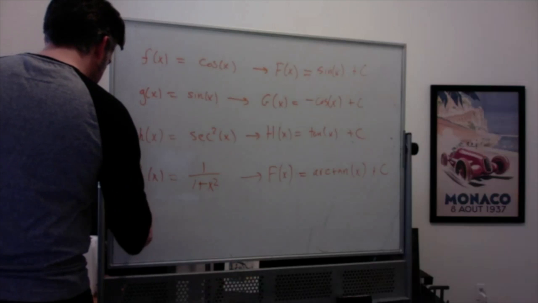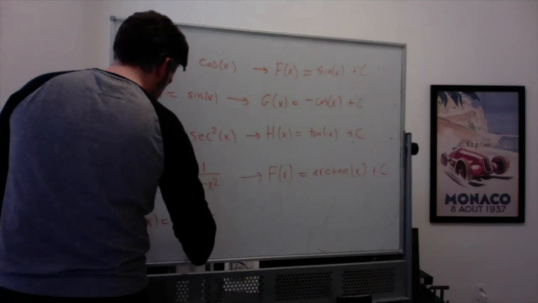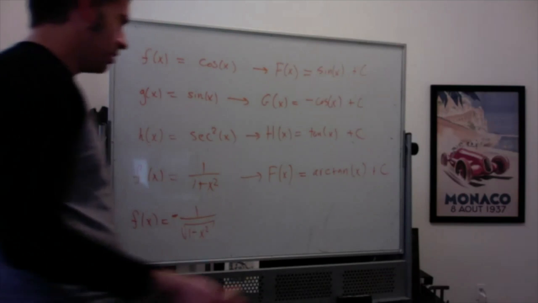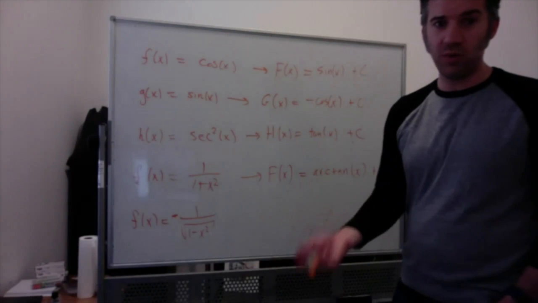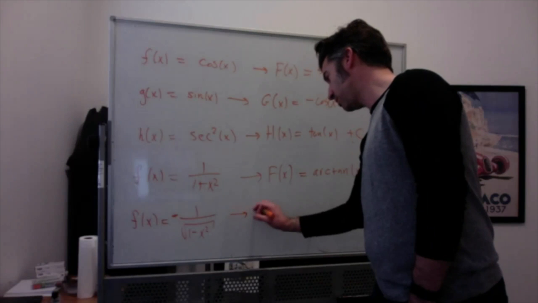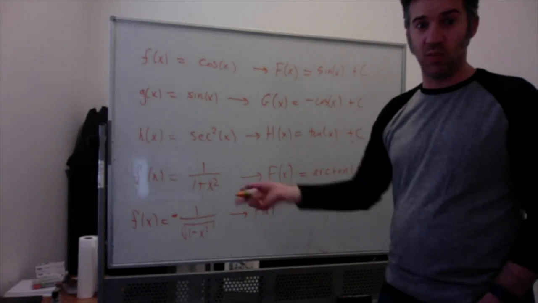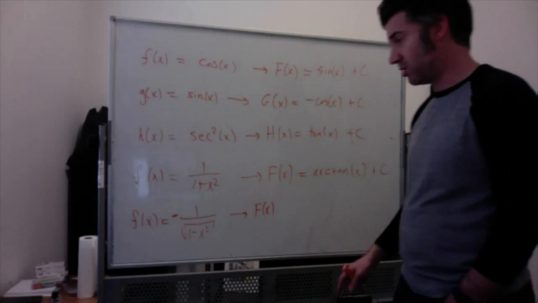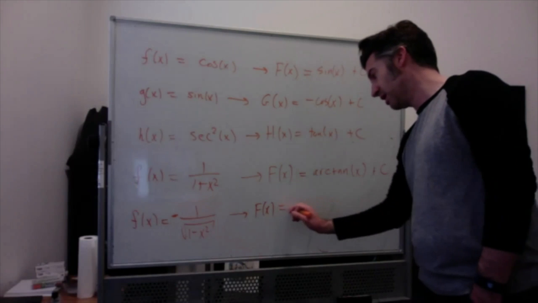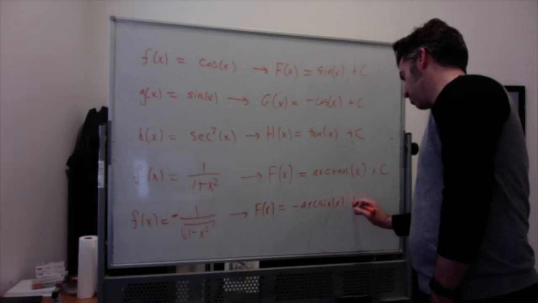In a similar way, if you had 1 over the square root of 1 minus x squared, let's make it negative. So there are two correct answers here. One of them is the real correct answer. Typically, I would say, well, I know the derivative of arc sine of x is 1 over the square root of 1 minus x squared. So the antiderivative of negative 1 over the square root of 1 minus x squared is the negative arc sine of x plus c.